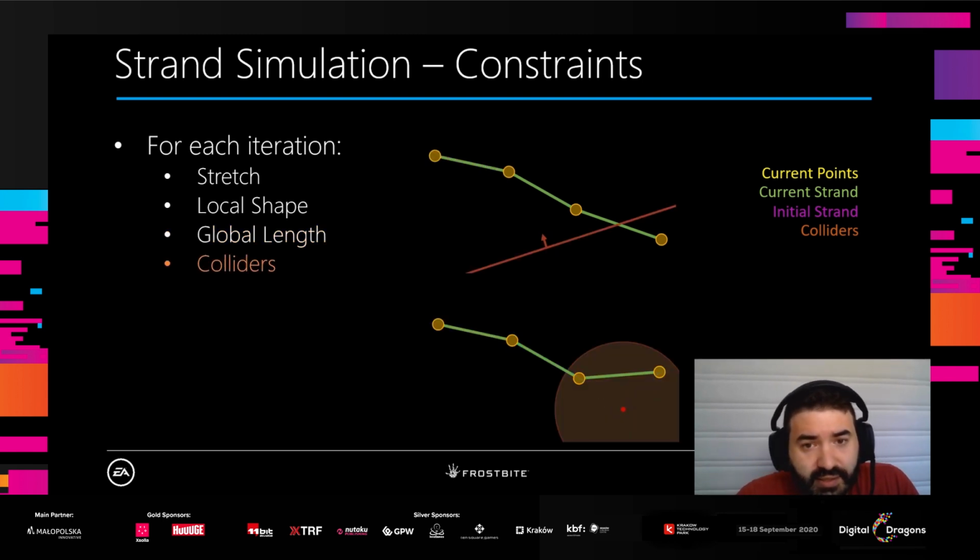Finally, the iteration ends by displacing the points that are inside colliders. In the picture behind me, you can see a sphere and a plane example, but we also support capsule colliders. The number of iterations that we are doing is a parameter on the asset itself, and usually depends on the number of segments on the asset. Usually, it ranges between 3 to 10 iterations, but it can go higher than this.